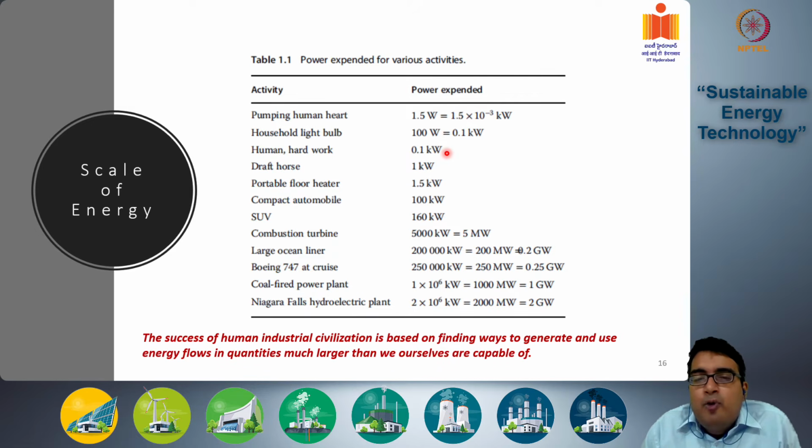Then if you think of a portable floor heater, suppose in a cold space you have portable radiating heating systems, that will expend around 1.5 kilowatts or 1500 watts of power. So now you are looking into your household appliances. Then from your household appliances you go to your car, a compact Maruti Suzuki kind of automobile.